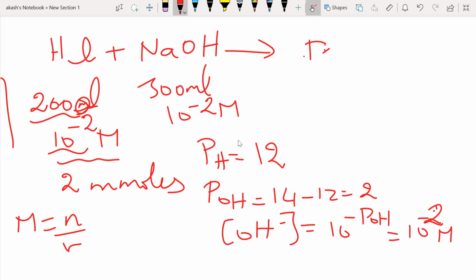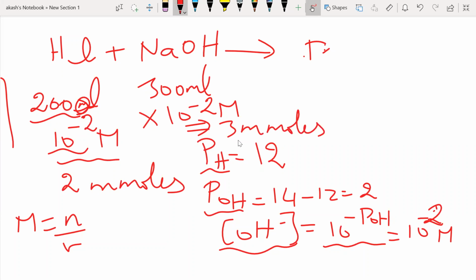I hope you understood what I did here. They have given me pH. I calculated pOH. From this, I calculated OH minus concentration. Same formula as H plus concentration, 10 to the power minus pOH this time. Fine. So done. In this case, I think you can easily find how many millimoles it will be, this into this. That will be 3 millimoles. So as you said, yes, you can see here it's 2 millimoles. If the stoichiometry says 1:1, right?